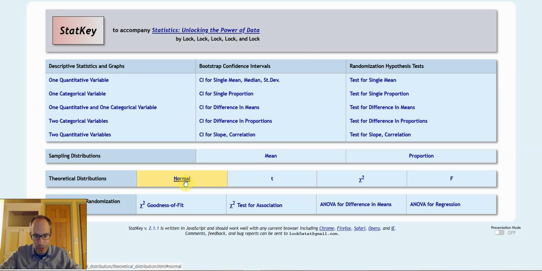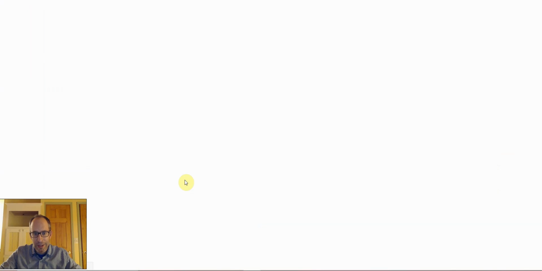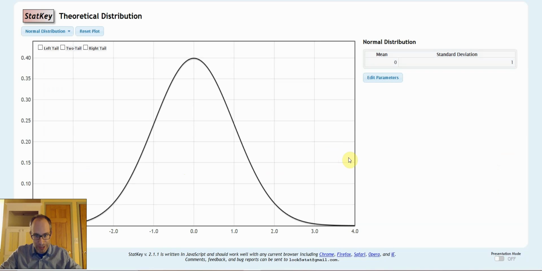Right now we want normal, so I'm going to click on that. And then I'm going to get a thing that should look an awful lot like the picture that's there in the notes. And notice the default is the standard normal. The mean is 0, standard deviation of 1. And then over here in the upper left where I have left tail, two tail, right tail, I'm going to select two tail because that allows me to specify what goes in the middle. And now this thing looks exactly like the picture in the notes.